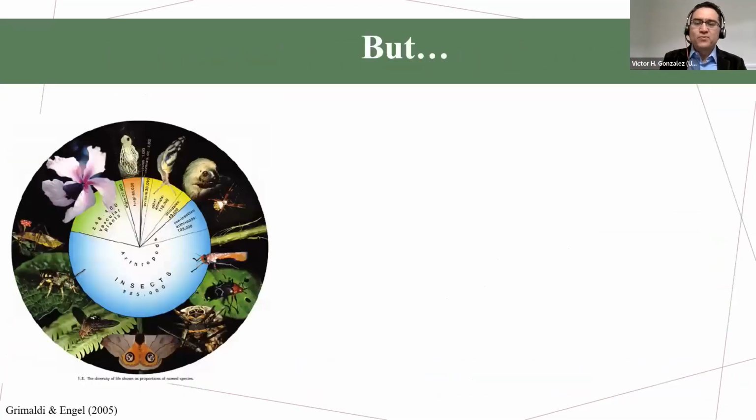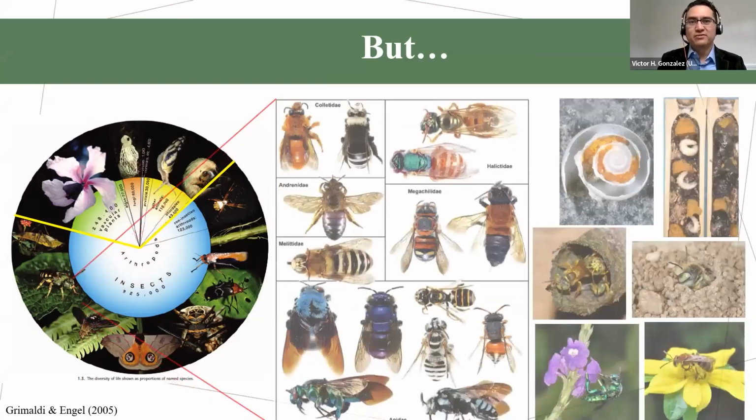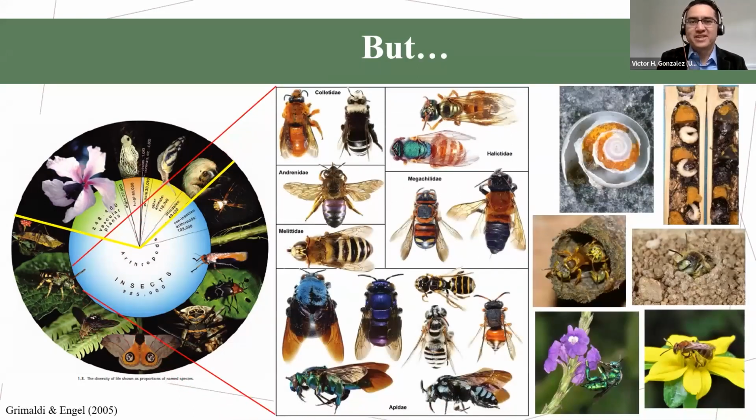But we live in a world that is, at least in the number of species, dominated by insects. And this illustration shows you that most of the diversity of animals in our world is basically insects. Among those insects, the most important are bees. And this is not because Jesse and I study bees. It's because of the role of bees in pollination and our food security.